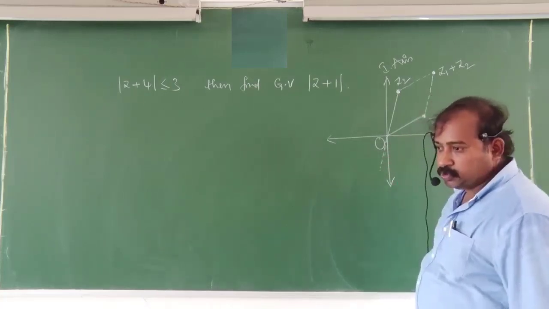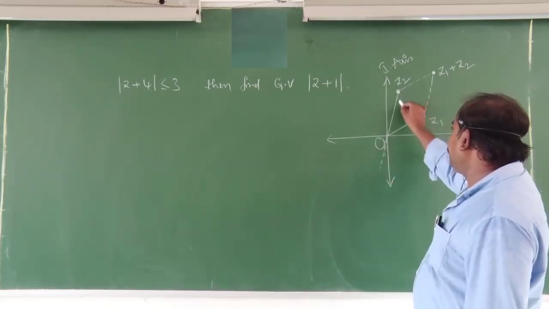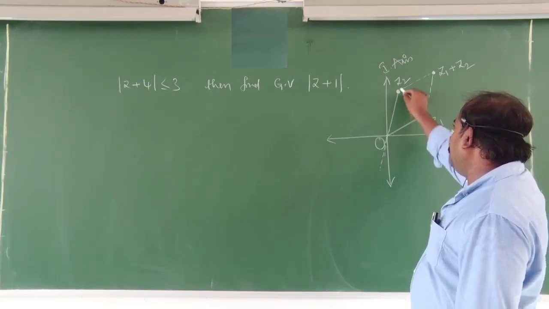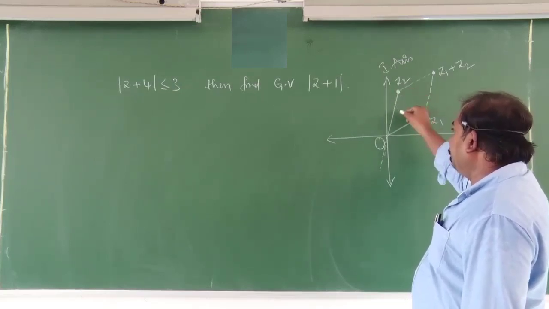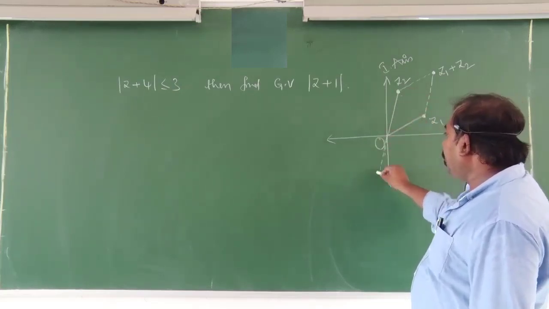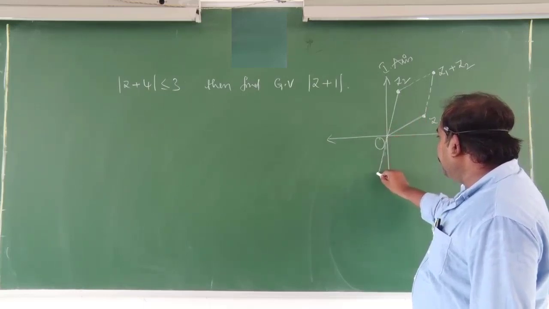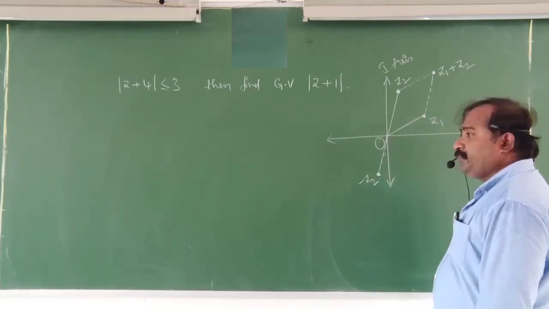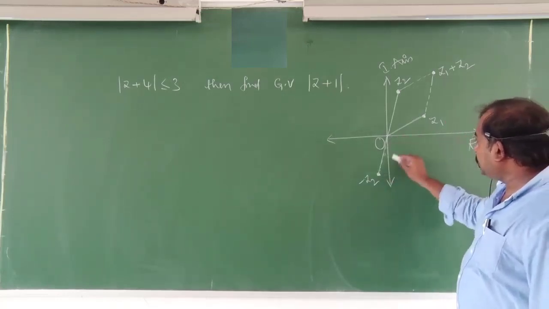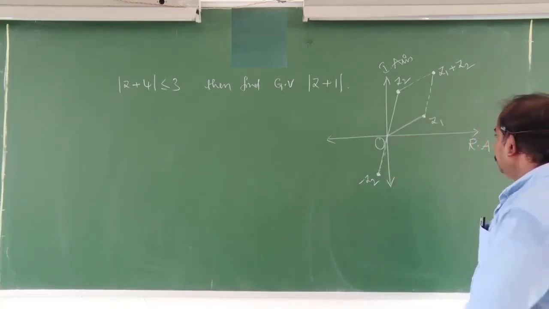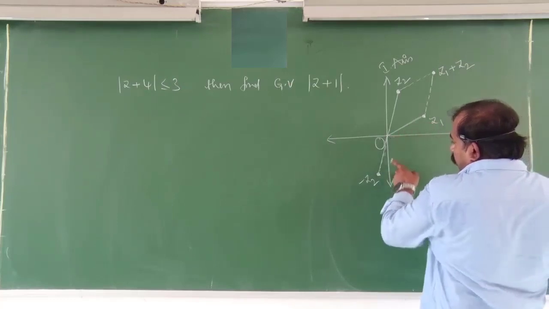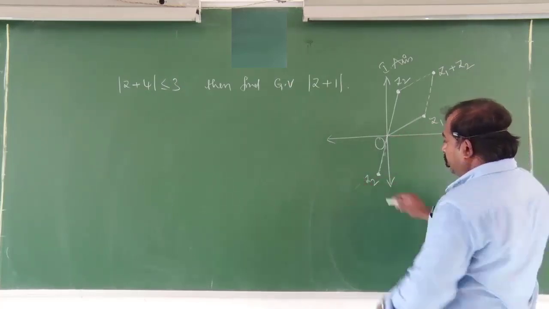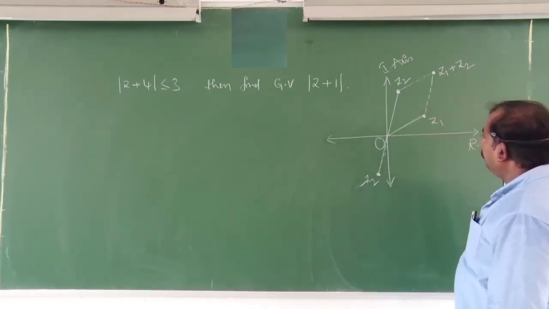minus Z2. If you observe, for example, this is the point 2 comma 3, then minus 2 comma minus 3 will lie here. This is the value minus Z2. Then if I complete the parallelogram again with Z1 and minus Z2, how will it be?